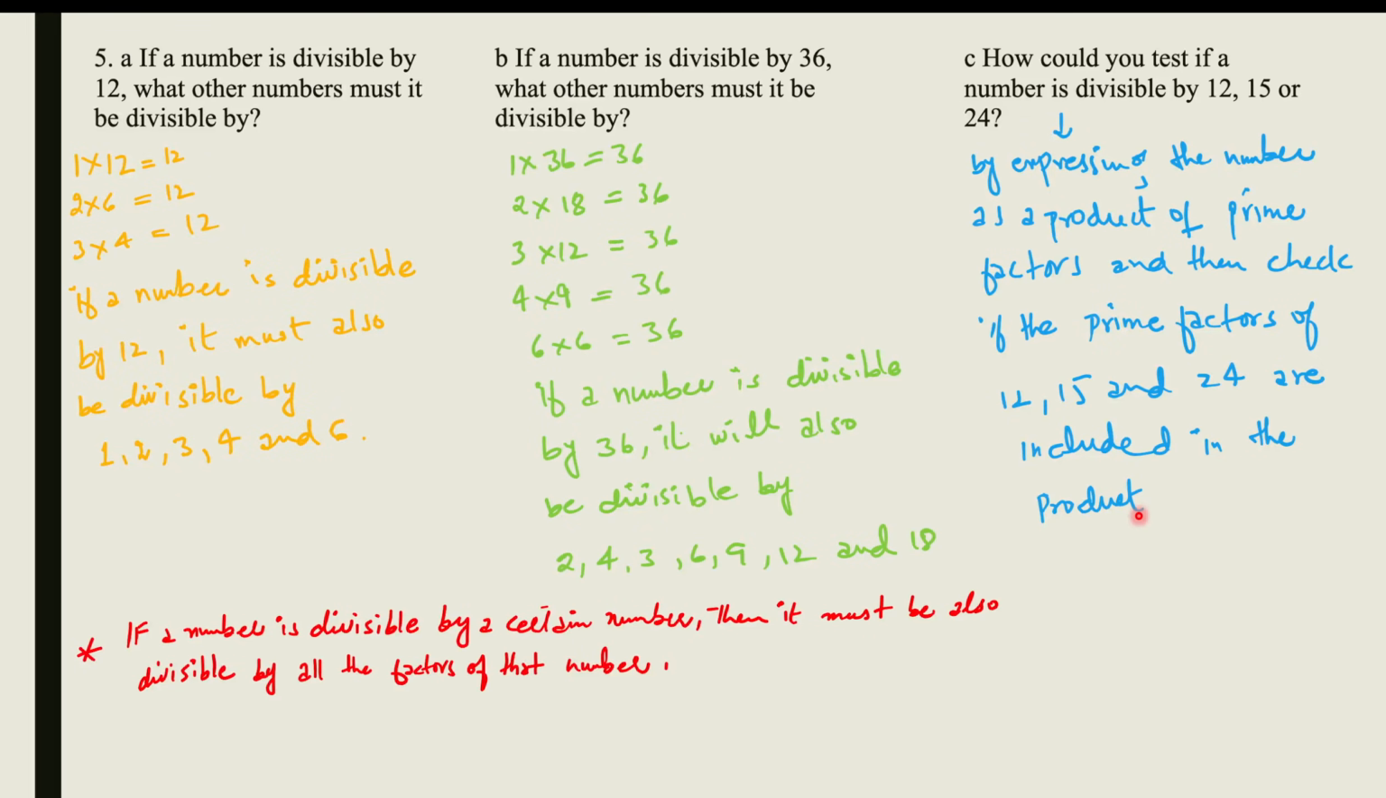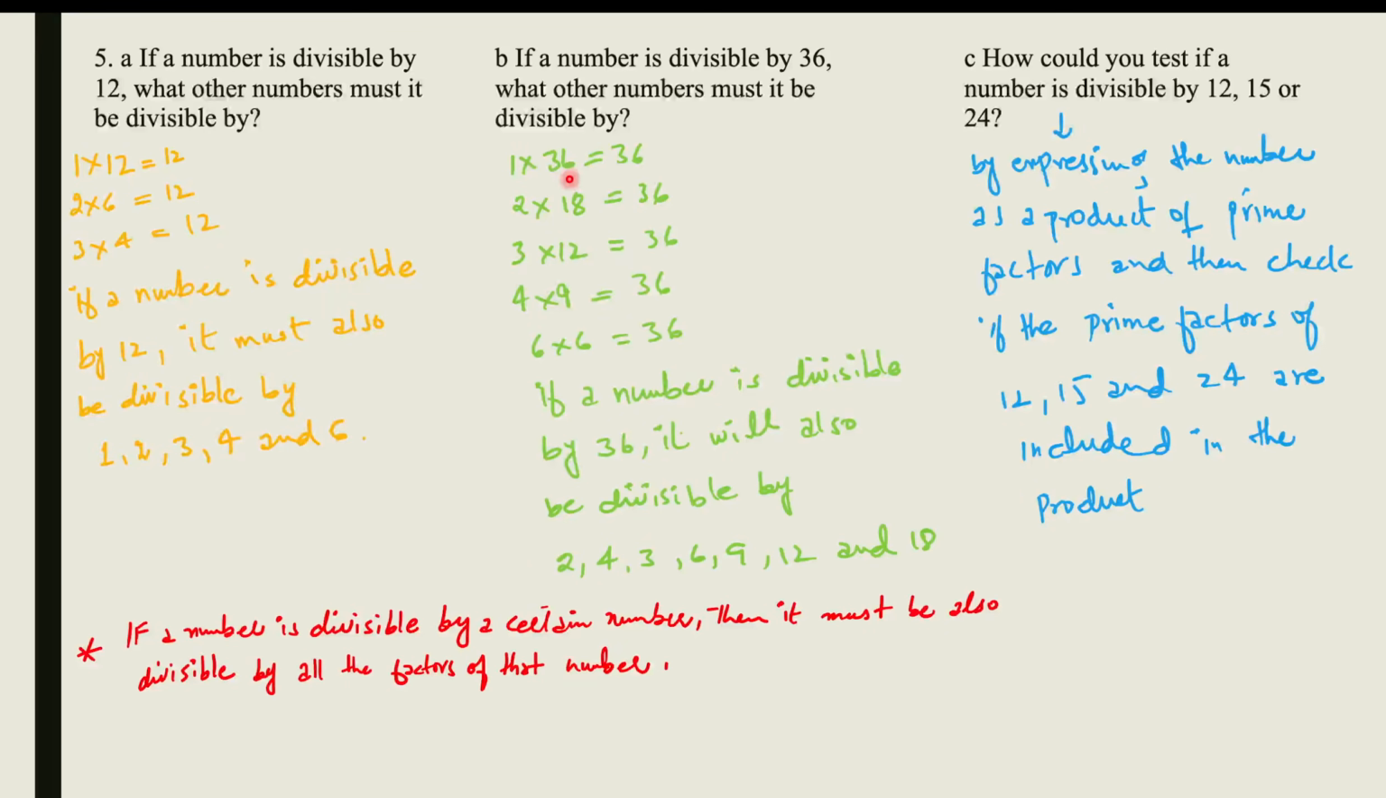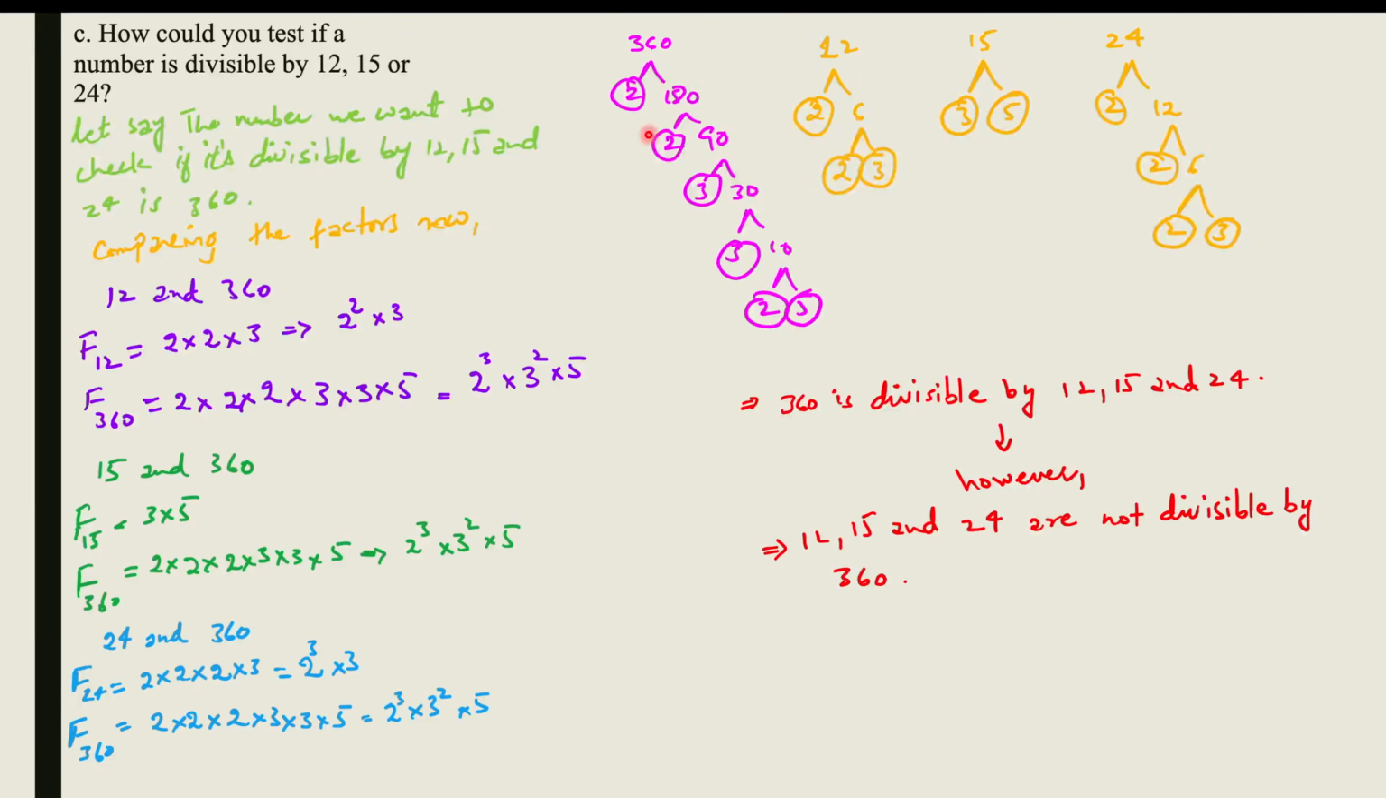What do we mean by that? In order to understand it, I have here made a simple example for you. Let's say the number we want to check if it's divisible by 12, 15, and 24 is 360. As we mentioned in here, we express a number as a product of prime factors. So in here, as you can see, we have used the tree diagram in order to find the prime factors of all those numbers that are involved in our question.